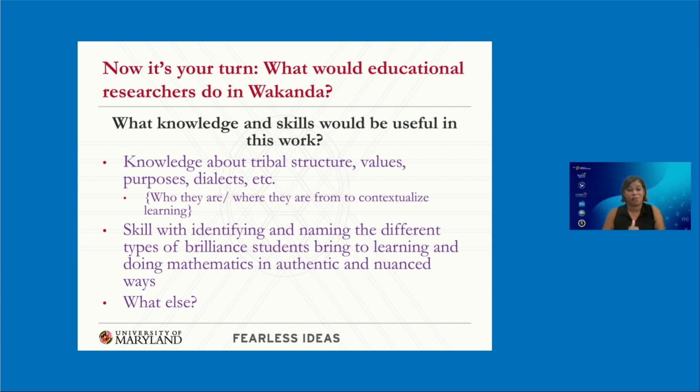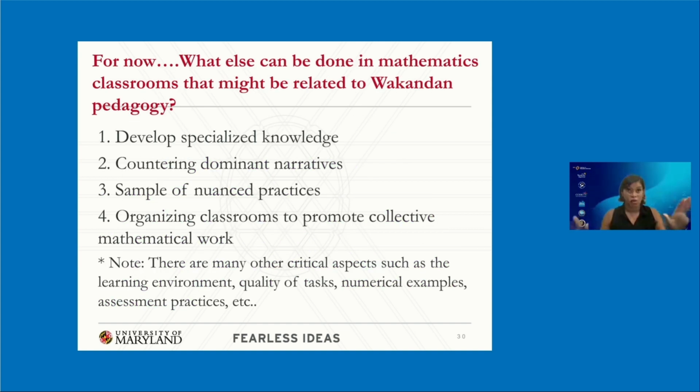Not just, good job, Jerome, right? But, hey, that example that you made where you connected this lesson to a thing that we have in our school was really helpful for our mathematical community. And you might push yourself to think about what else is there. So now, here are the four things I'm going to close with about how we can do this. One is about developing specialized knowledge, which I'll unpack, countering dominant narratives, I have a sample of nuanced practices, and then organizing classrooms to promote collective mathematical work.